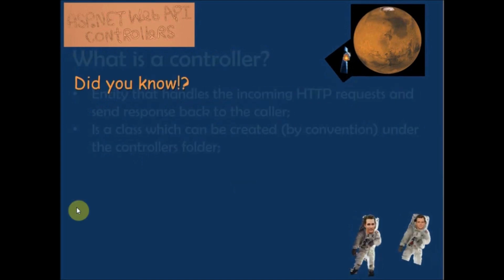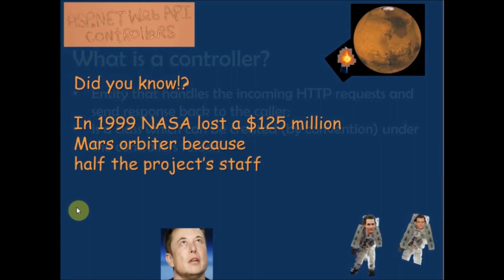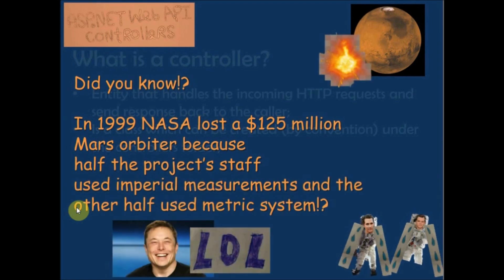An interesting fact about conventions is that once NASA lost $125 million on a satellite because half of the project was made using imperial measurements and the other half was made using the metric system. So this is what can happen when people don't use conventions, okay? So conventions are very important.